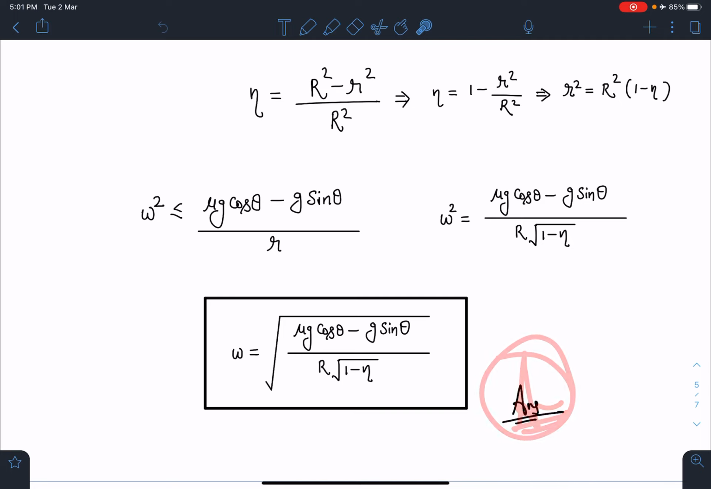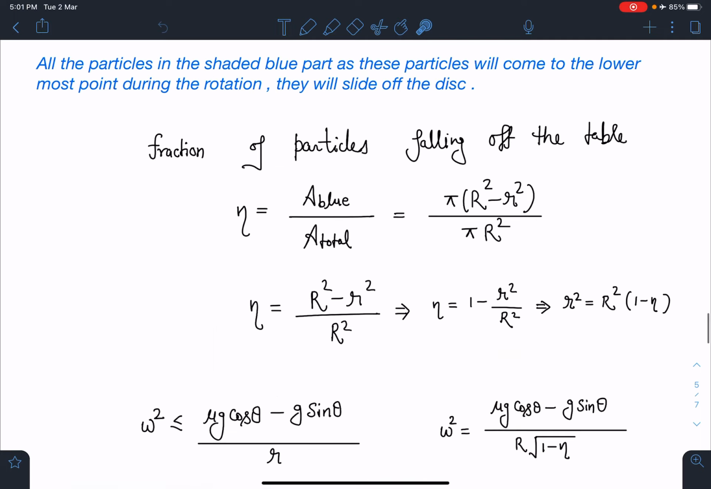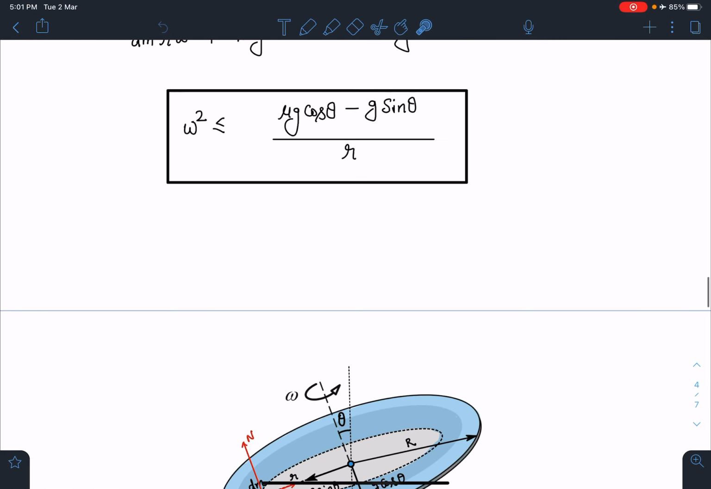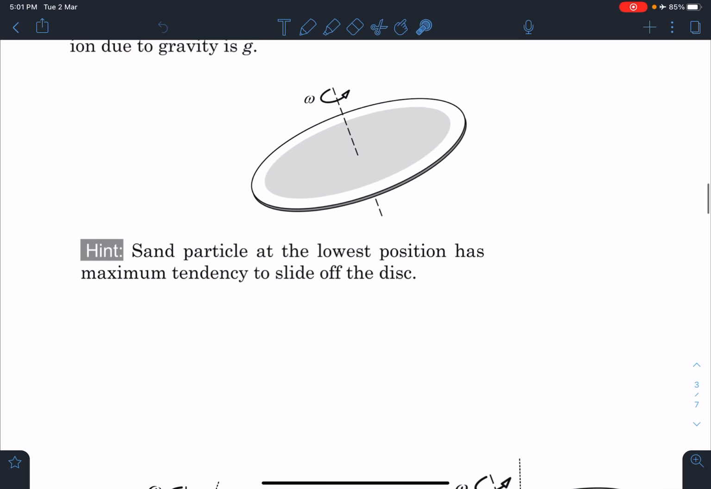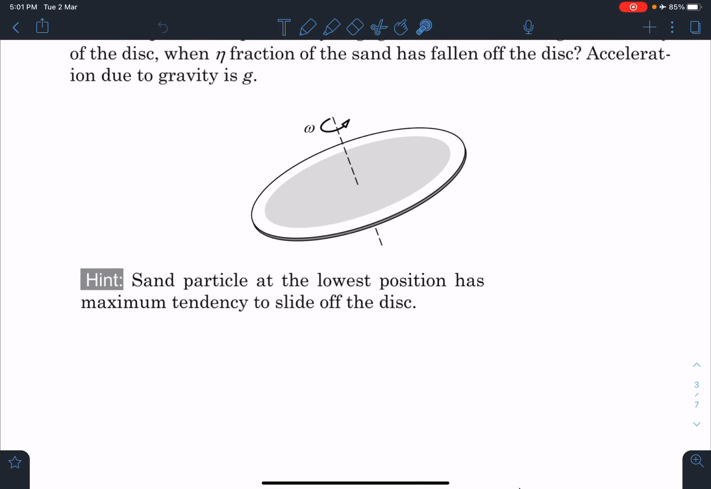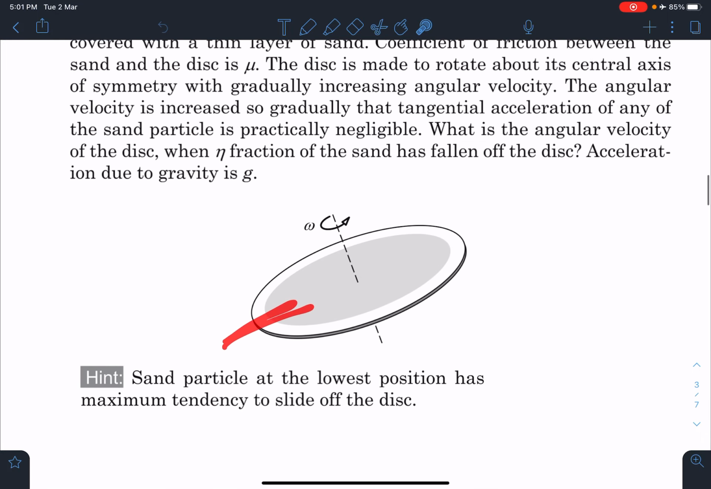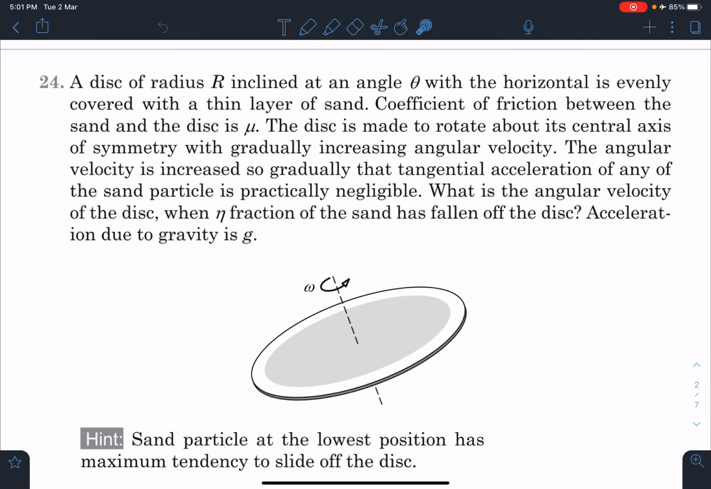I hope guys you have enjoyed this solution. I'll say this problem was slightly on the tougher side, because understanding that all the particles, when they cross this lowermost position, are going to slide, not otherwise, not for any omega where this particle will slide in this situation. No, when they cross through this lowermost point, they are going to slide. That was the tricky part of this problem.